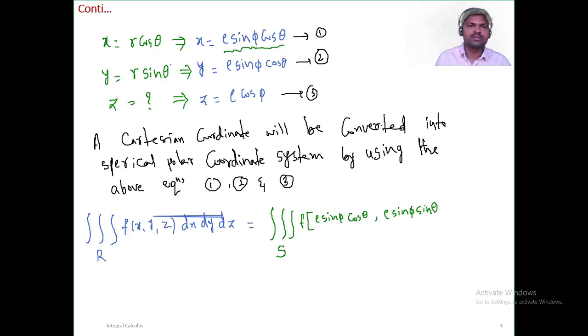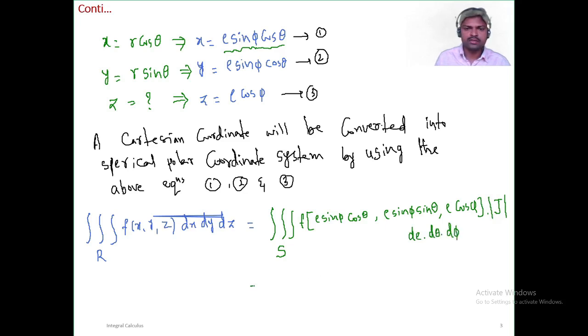You can remember these three transformations easily if you remember r is equal to rho sin phi. Just replace here only: r cos theta and r sin theta, where r is rho sin phi. And z is rho cos phi. Then multiplied by the Jacobian, which should be in modulus, and d rho d theta d phi.